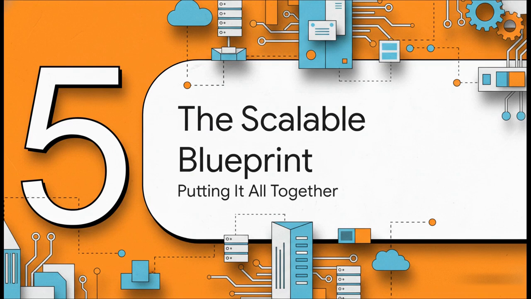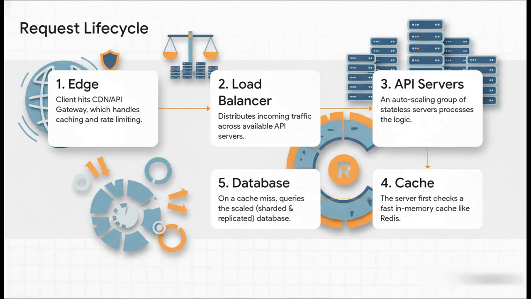Okay, we've covered all the individual components. We've talked about servers, load balancers, caches, and databases. Now, in our final section, let's put it all together and look at the complete scalable blueprint. So let's follow a single request from start to finish. A client's request first hits our CDN or an API gateway. That layer handles the first line of defense, caching and rate limiting.